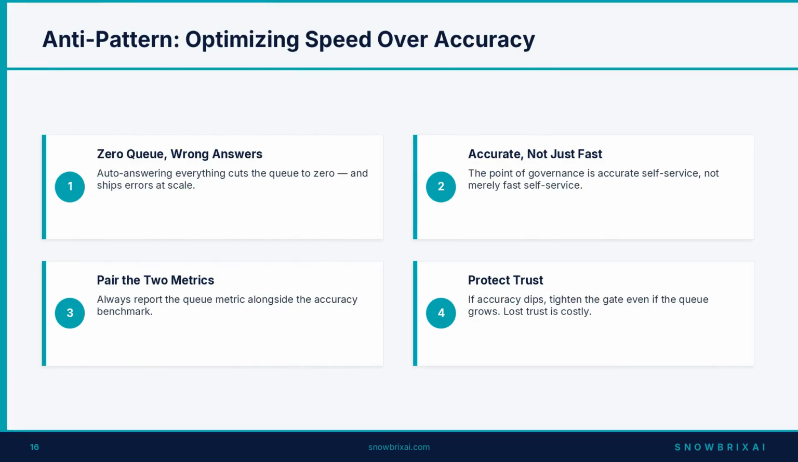Now the trap: you could auto answer everything and cut the queue clean to zero and ship wrong answers at scale. But the whole point of governance is accurate self-service, not merely fast self-service. So always pair the queue metric with the accuracy benchmark. If accuracy dips, tighten the gate, even if the queue grows back. Because trust, once you lose it to a confident wrong answer, is expensive to rebuild.